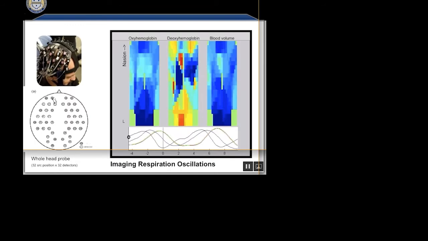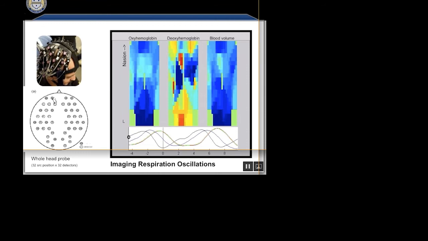And one thing I'll just show is these oscillations. Does this movie play? No, it's not going to play. That's right. This was a paper from Mariangela Franceschini from MGH. But what we did was we did a whole head imaging and mapped out these different physiological components.